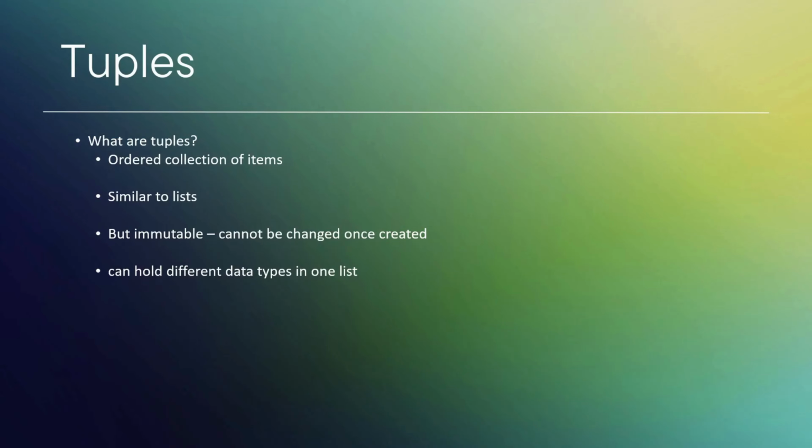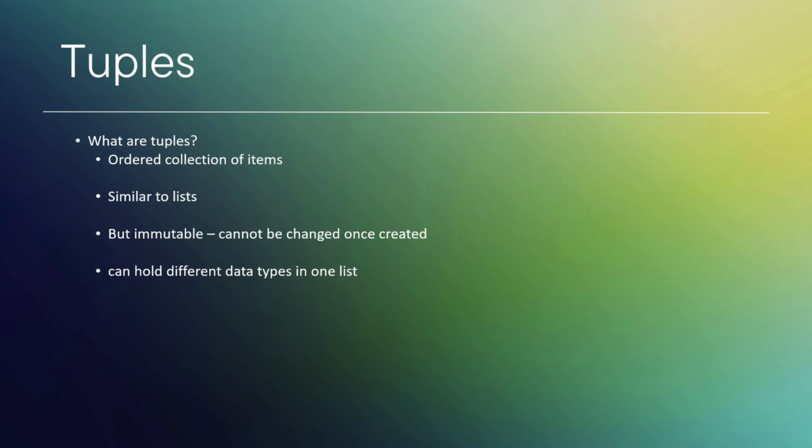Tuples are an ordered collection of items similar to lists. The difference between tuples and lists is that tuples are immutable. This means that they cannot be changed once they are created. We cannot add a new element, we cannot remove an element, we cannot change a particular element. Once it is created, it just remains as it is. And it can also hold different data types in one tuple.